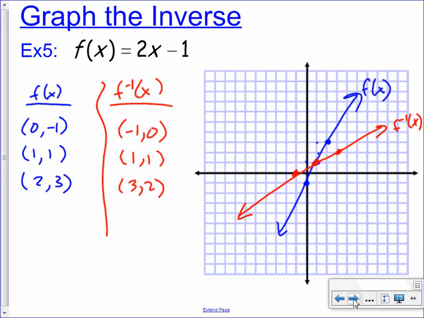And as you can see, if you split it right down the middle, that line of reflection is y equals x. So let's connect down the middle. On your homework, though, what I would expect you to do is find the inverse of f of x and stick it in your graphing calculator. I'm showing you how to do it by hand, but you can easily just find the inverse and then graph it from there.